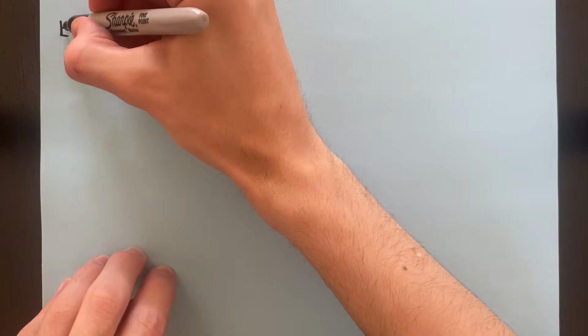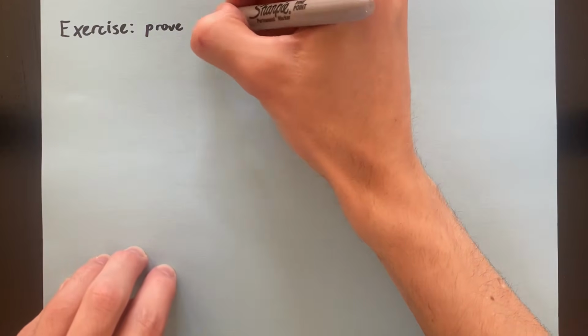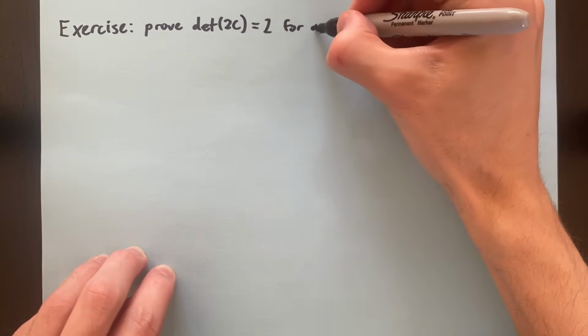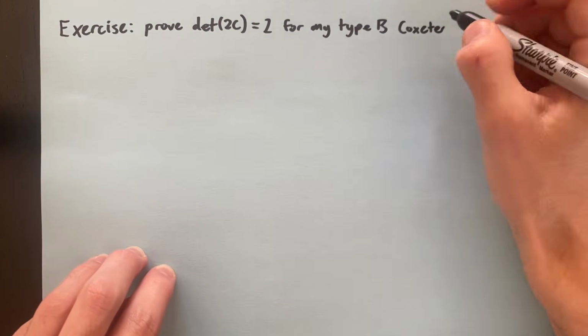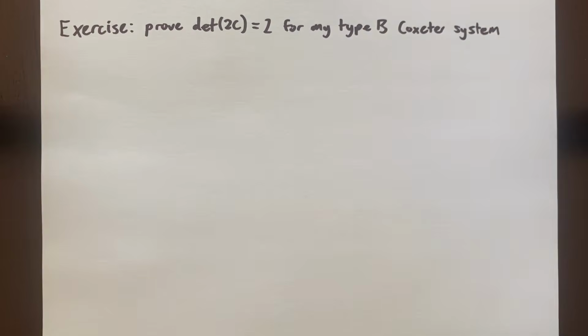There's a pattern here, which makes a good exercise to prove. If you know about how computing determinants works, then see if you can prove that the determinant of twice the C matrix is 2 for every B-type system.